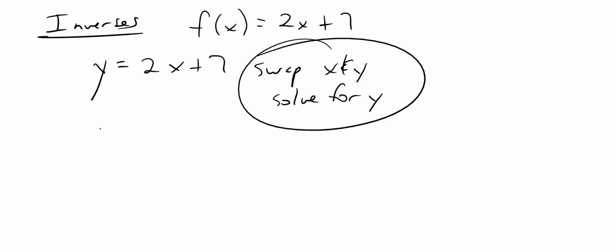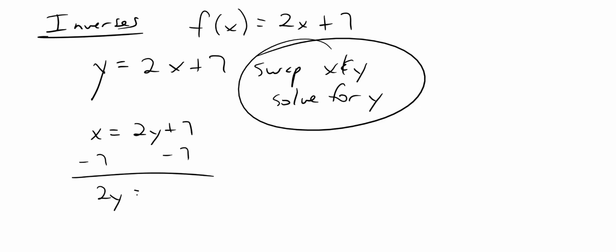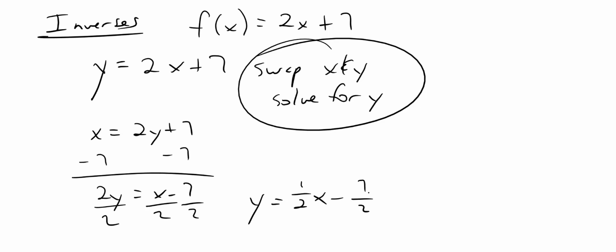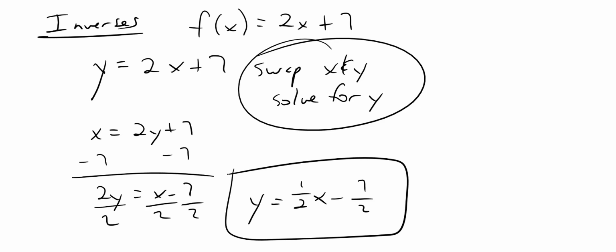So if I swap the x and y, I get x equals 2y plus 7. Okay, let's solve for y now. I'm going to subtract 7. So 2y equals x minus 7 and divide by 2. So y is equal to 1 half x, or x over 2 minus 7 halves. That's the inverse of that function. Okay, it's not bad.